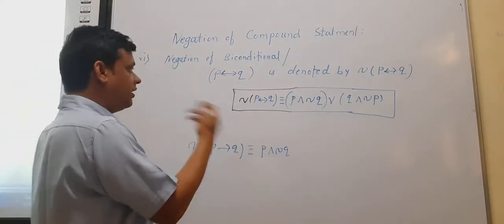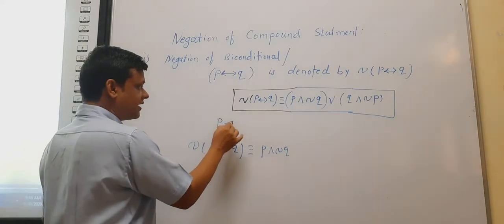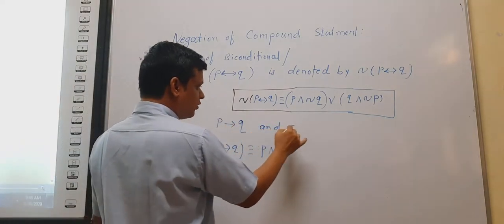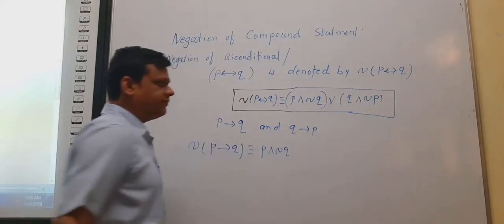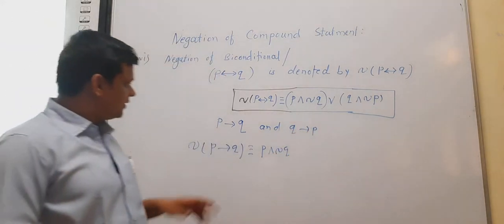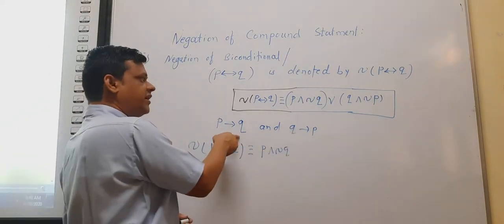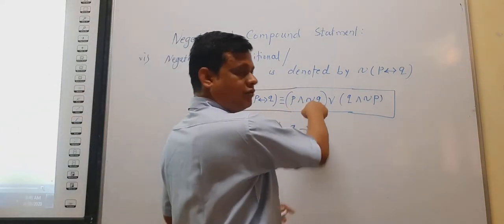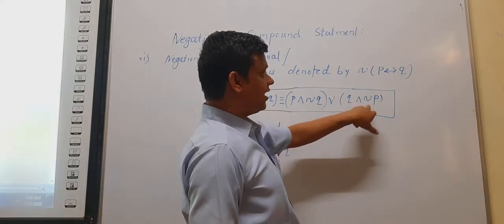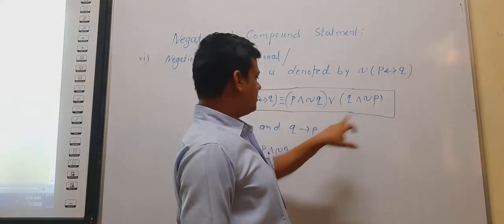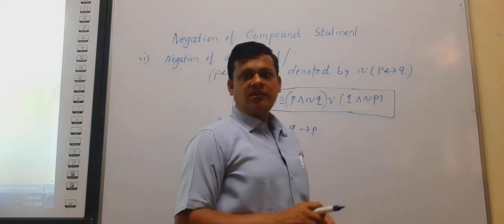We know that in double implication two conditions are included, P implies Q and Q implies P. That means P implies Q and Q implies P. Here second statement is Q, so we write negation of Q. Second, Q implies P, and the second statement is P, so we write its negation.